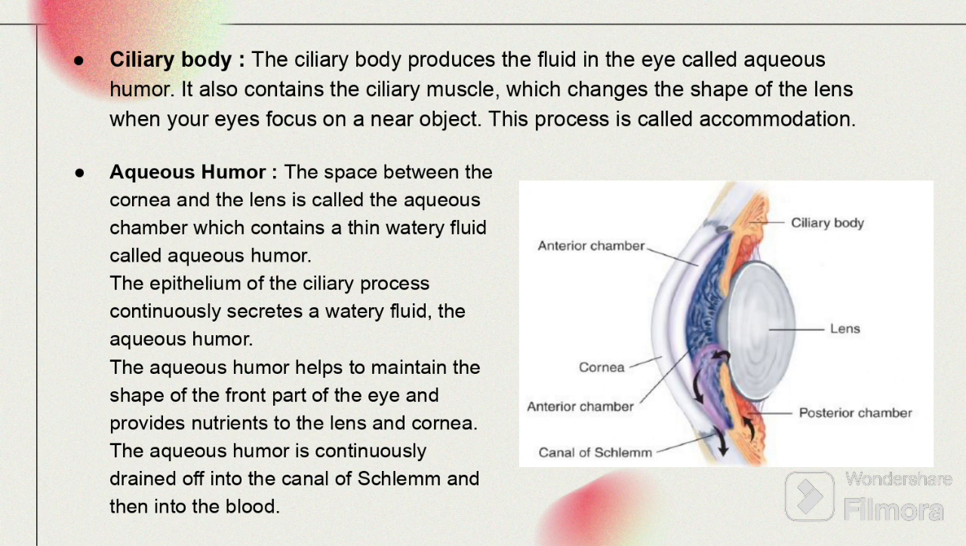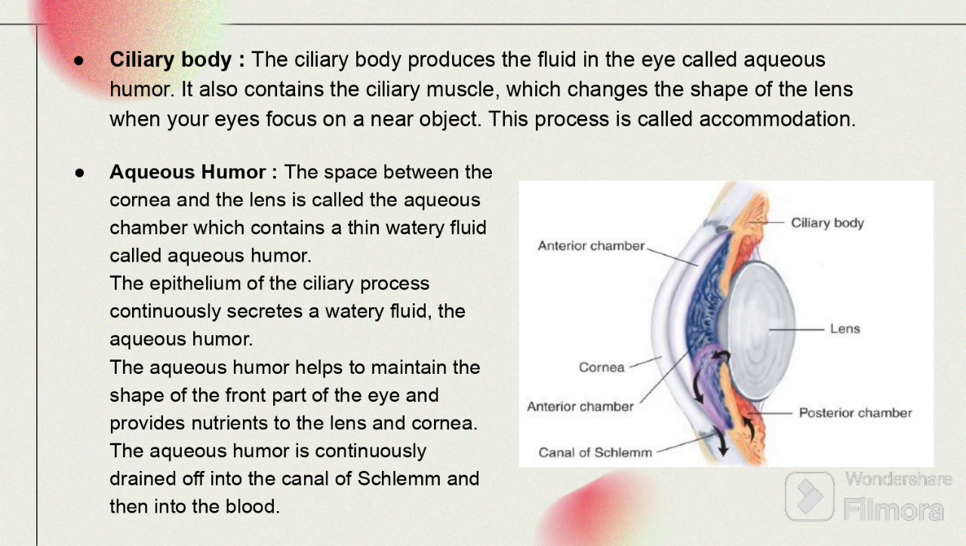Ciliary body. The ciliary body produces the fluid in the eye called aqueous humor. It also contains the ciliary muscle, which changes the shape of the lens when your eyes focus on a near object. This process is called accommodation.